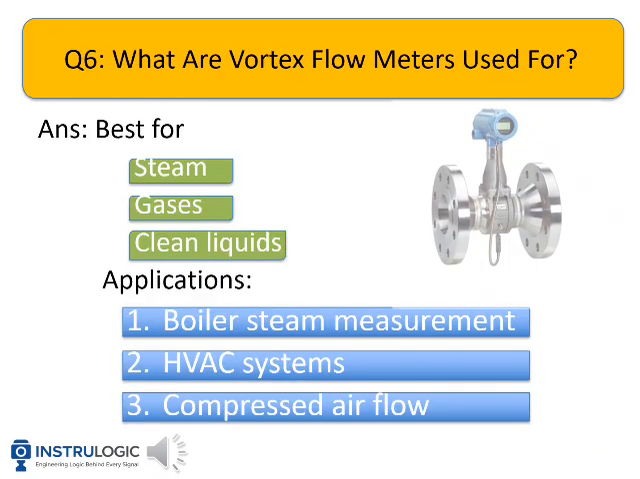Question 6. What are vortex flow meters used for? These meters are best for steam, gases, and clean liquids. They work by detecting vortices created when fluid flows past a bluff body inside the meter. Where do we use them? Boiler steam measurement, very common in power plants and industrial boilers. HVAC systems, for monitoring chilled water or steam in heating and cooling systems. Compressed airflow, widely used in pneumatic systems. Vortex meters are popular because they are simple, durable, and can handle high temperatures and pressures.